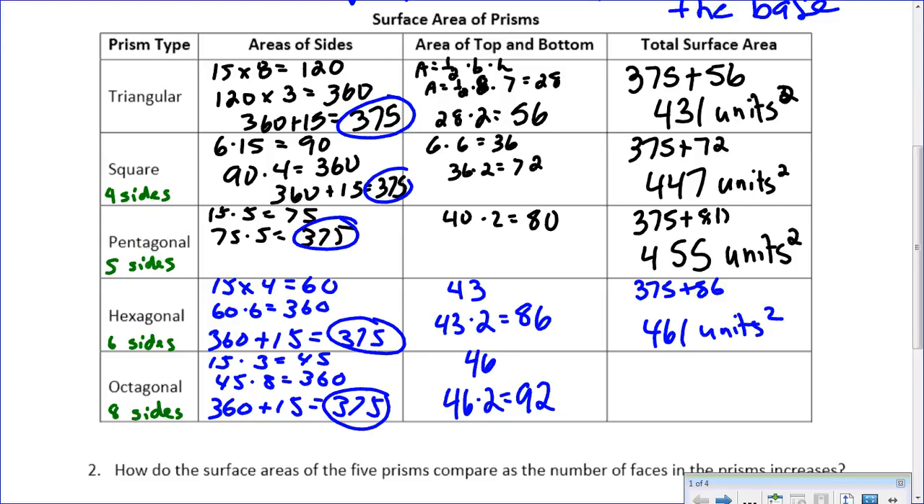Why is the area all the same? Because you're using the same. Yeah, you're using the same 15 by 20 rectangle, right? You're just making a different shape. The area never changed, right? Hence is why it doesn't change on here. So what's our total surface area of this one? 375 plus 92 is what? 467 square units.